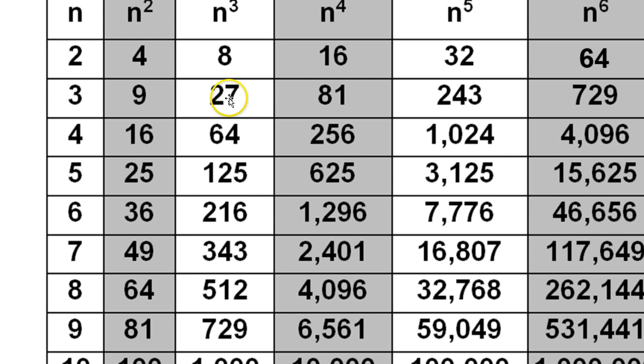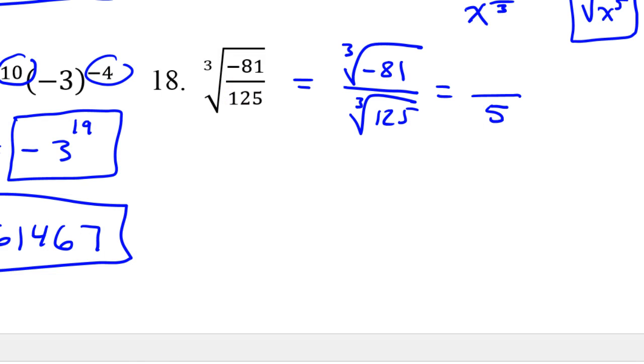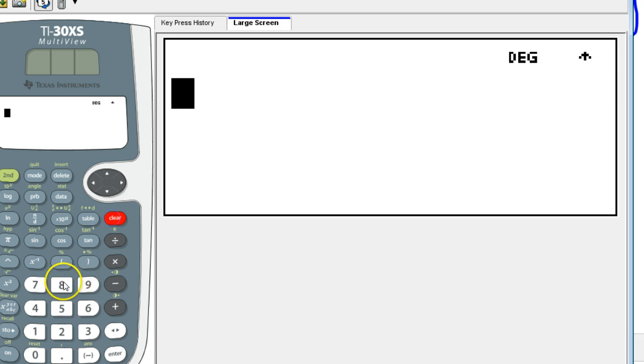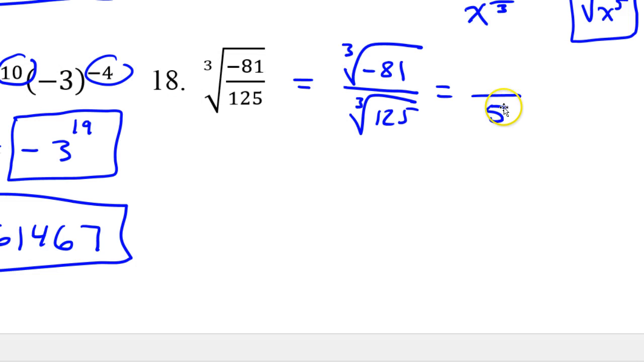But 27 goes evenly into 81. Because 81 divided by 27 is 3. So I can break this up as 27 times 3. Okay? So that's what I'm going to do. I'll go ahead and do negative 27 times 3.